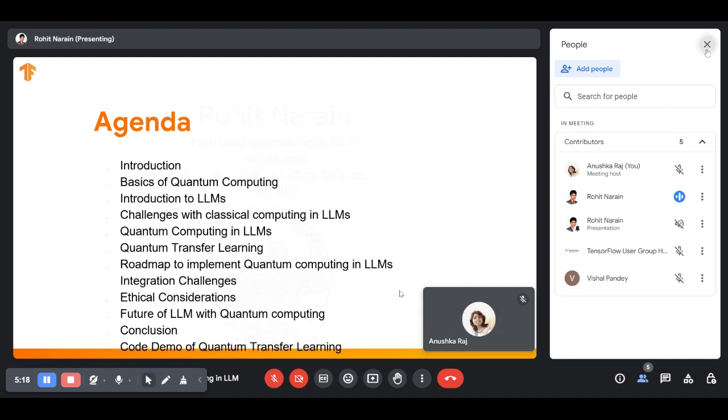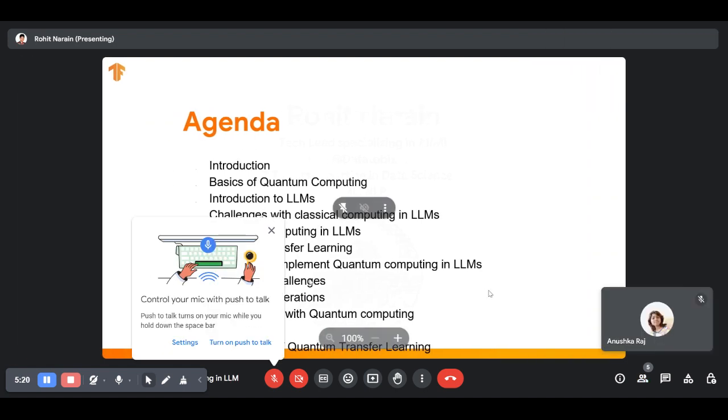I'm Rohit Narayan, a tech lead and senior deep learning engineer at Database. In today's session, we will discuss how we can leverage the power of quantum computing in LLMs.